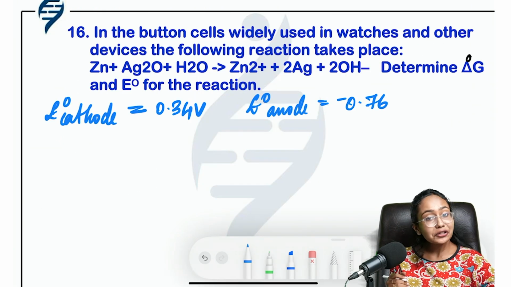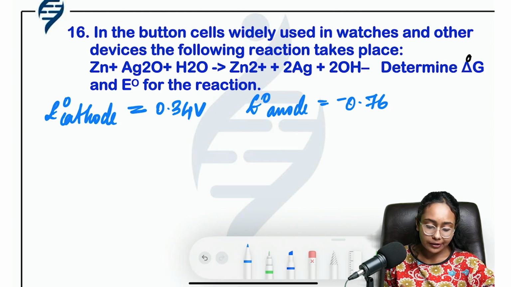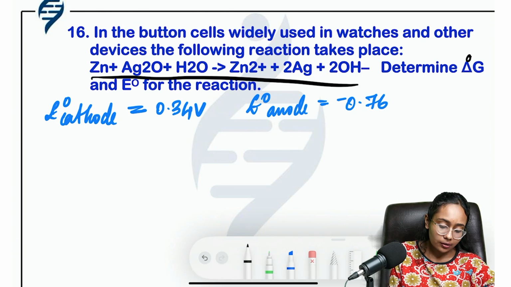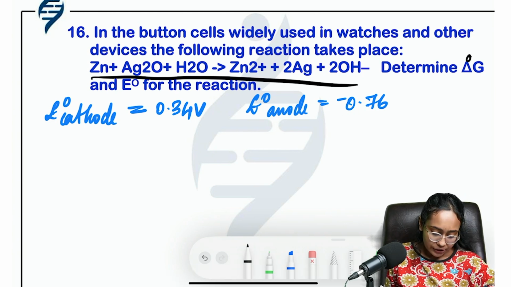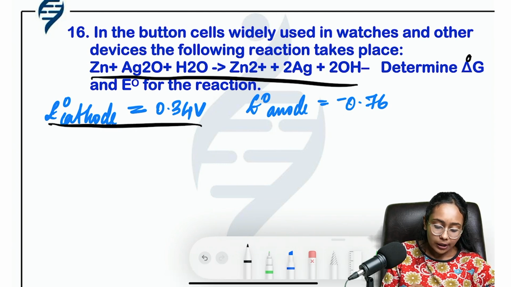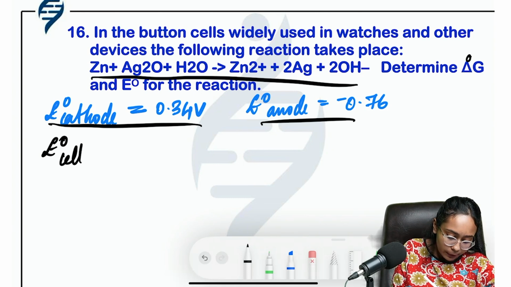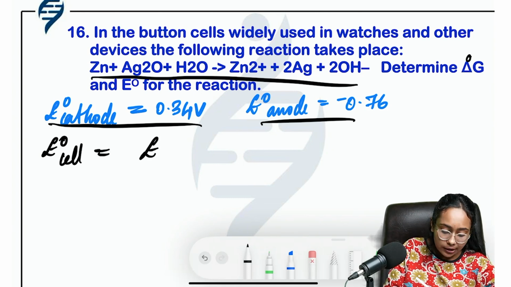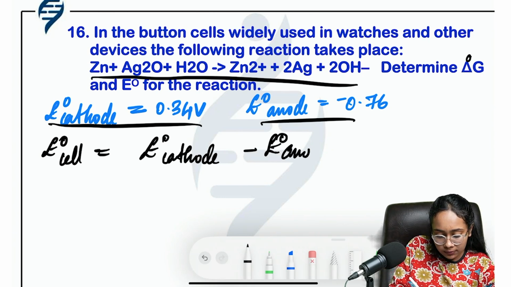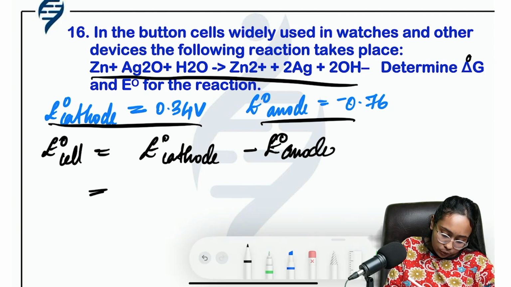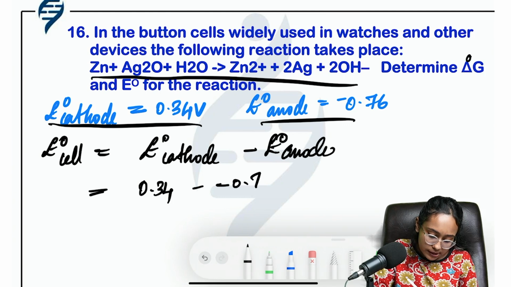Now coming to the 16th question. In the button cells widely used in watches and other devices, the following reaction takes place. The reaction is given here. Determine Gibbs free energy and standard electrode potential, E0, for the reaction. Also, we are provided with the cathode potential and anode potential. So as to find the standard cell potential, the equation is E0 cell equals E0 cathode minus E0 anode. The cathode value is 0.34 and the anode value is minus 0.76.